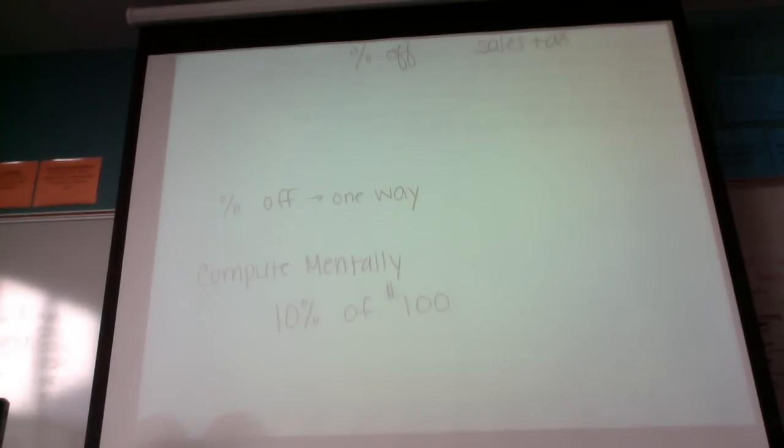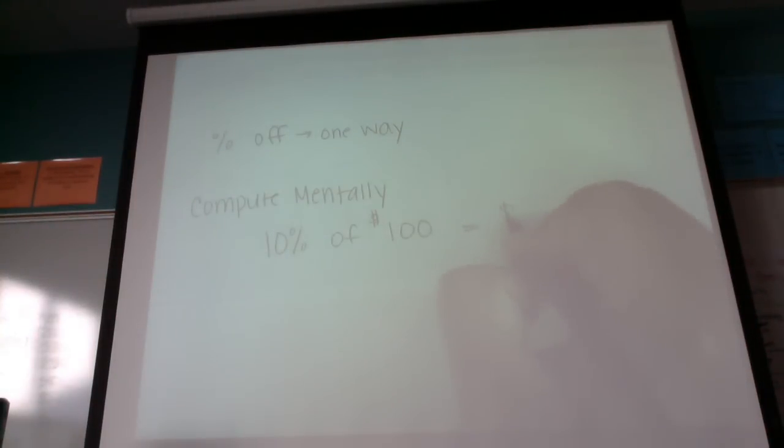So percentages off are just one way to look at percents. So I don't want you to think that there's only one way, but we're just going to focus on one way right now. I like to compute these percents mentally as much as possible. So I'm going to show you some tricks. If we know that percents are always out of 100, 10% of $100 is going to be what? Well, if they're always out of 100 and I'm comparing it out of 100, that's going to be $10.